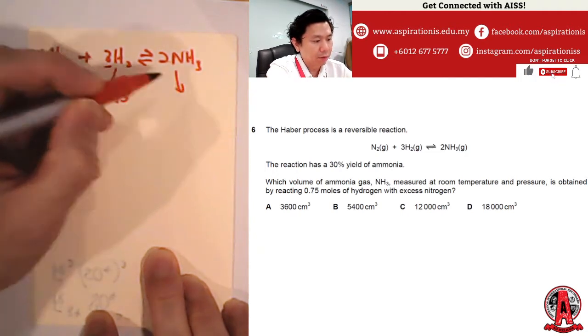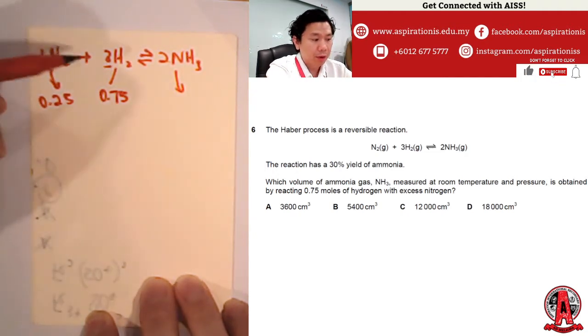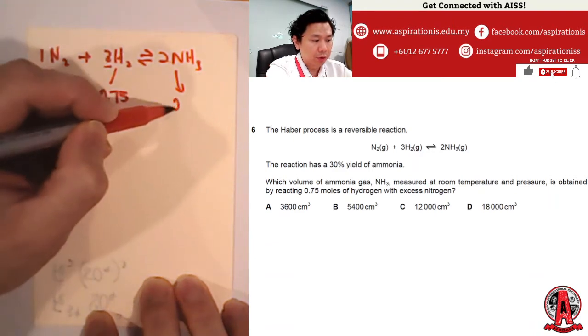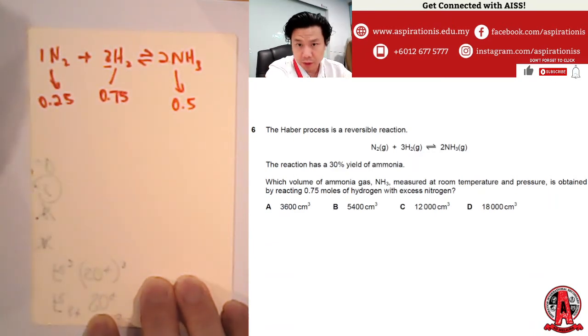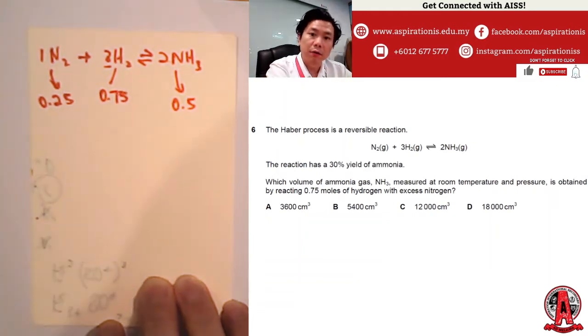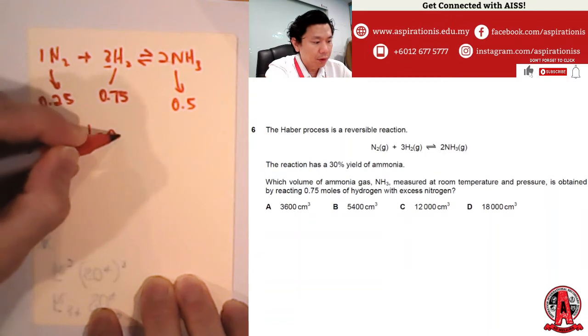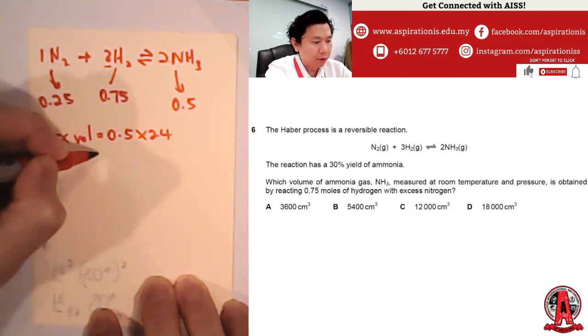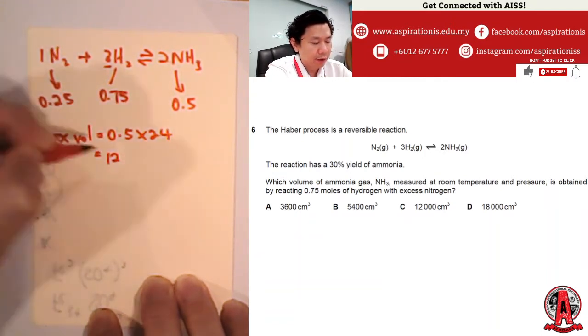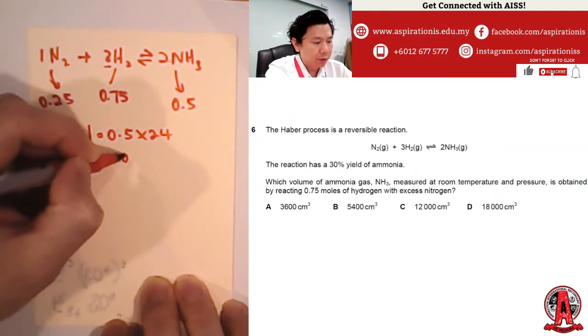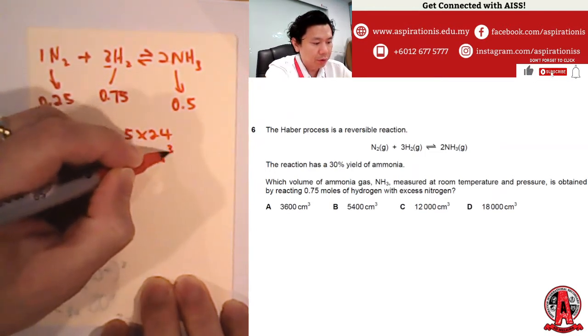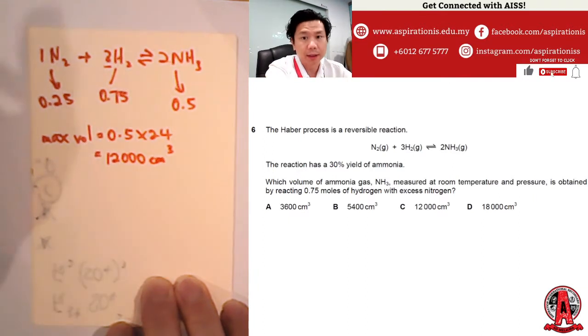How many moles of ammonia is being produced? Well, 3:2, so it's 0.5 moles. Alright. So what's the volume of ammonia gas? So the maximum volume would be 0.5 times 24. Alright. So that's 12. And to change it to centimeter cube, you multiply by 1,000. But be careful, the answer is not C, because you got to multiply with 30%. The yield is only 30%.